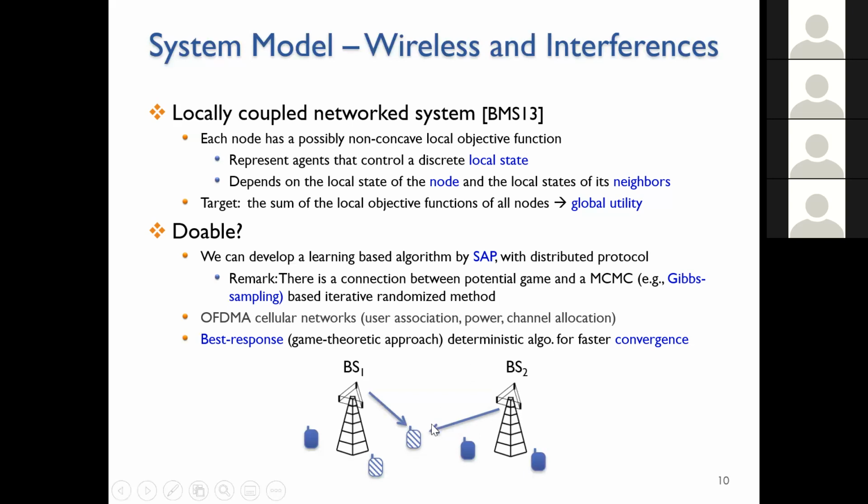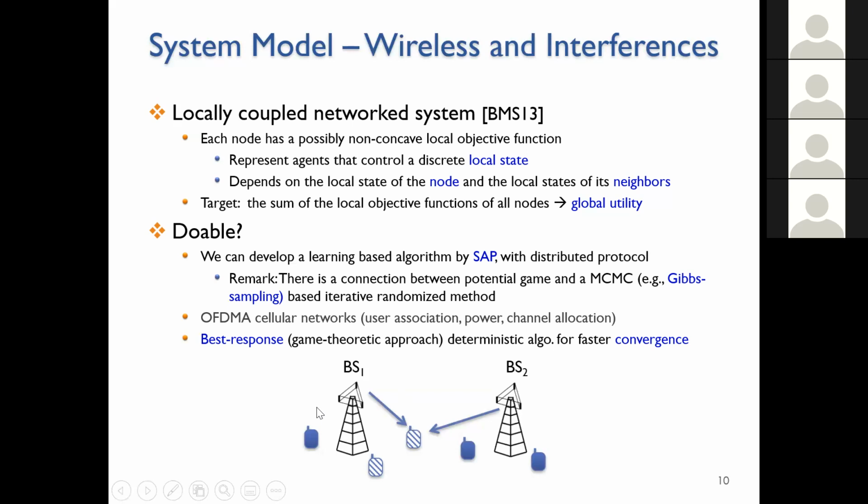You would like to maximize or minimize something called the global utility, meaning all the devices, all the nodes, how satisfied they will be: the throughput, the fairness, or even, if we consider the physical layer, things such as bit error rate or coverage probability. Okay, so is it doable?